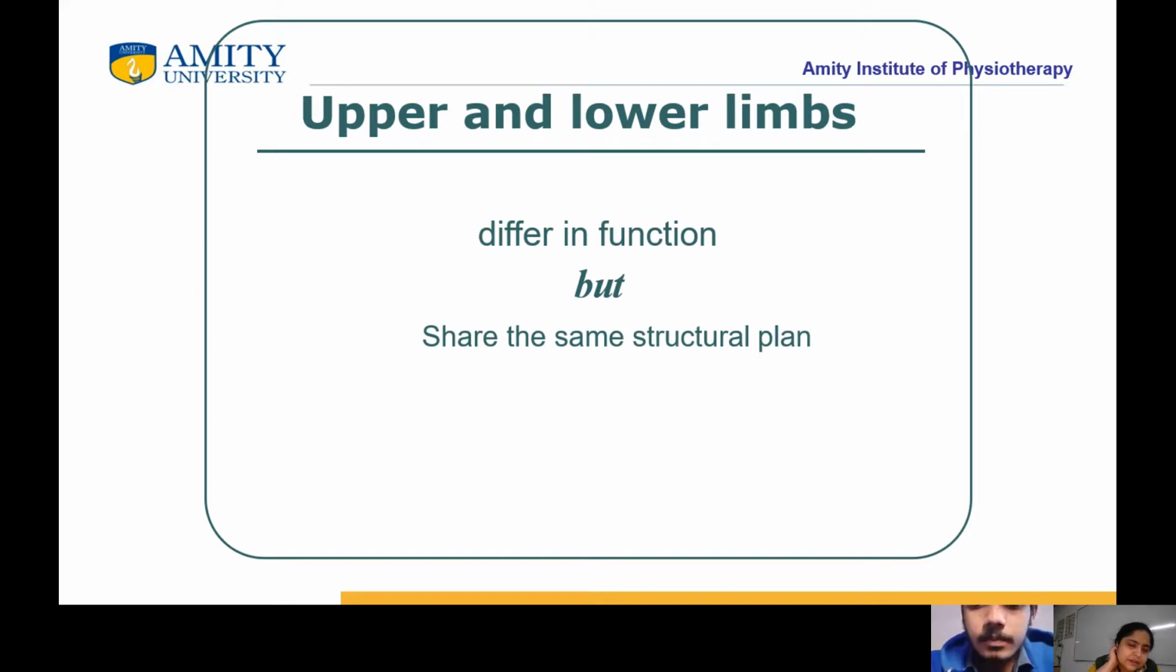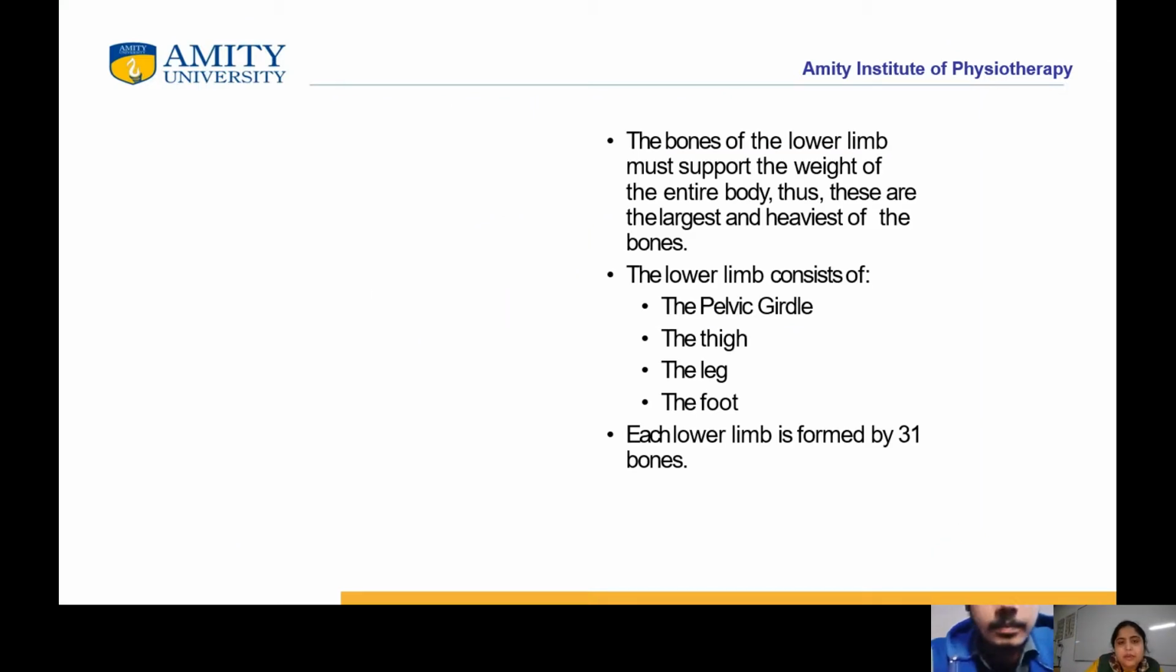What is the difference between upper limb and lower limb? The difference is in the function, but they have the same structural plan. Why is there a difference? Because the bones of the lower limb have to support the weight of the entire body. Therefore these bones are the largest and the heaviest bones, and the lower limb consists of the pelvic girdle, thigh, leg and foot, and each lower limb is formed by 31 bones.